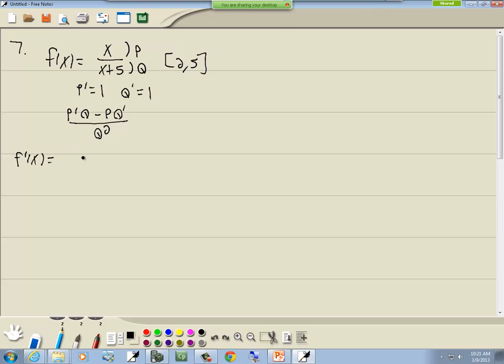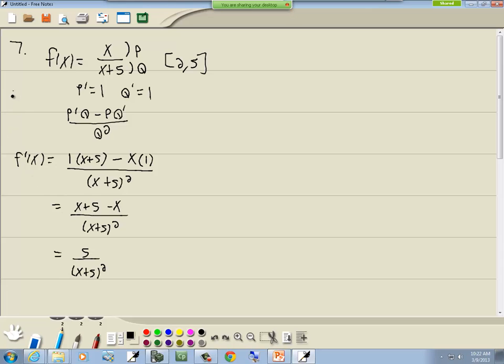So for our derivative, we got p prime, which is 1, times q, which is x plus 5, minus p, which is x, times q prime, which is 1, all over x plus 5 squared, q squared. Well, these ones drop away, so we got x plus 5 minus x over x plus 5 squared. Well, up on top, x minus x drops away, and we got 5 over x plus 5 squared. And that's our derivative.